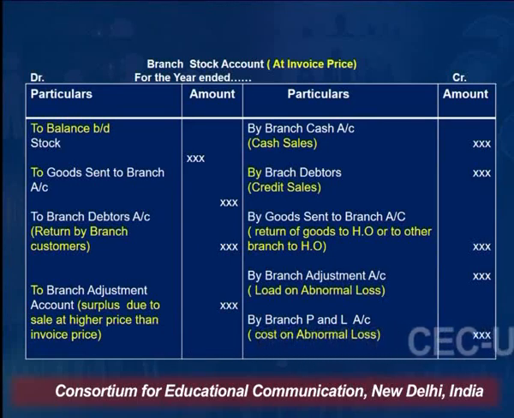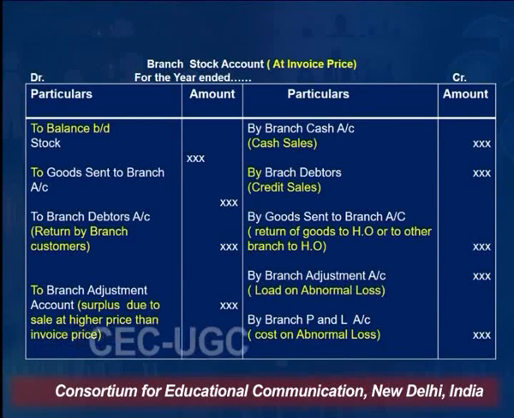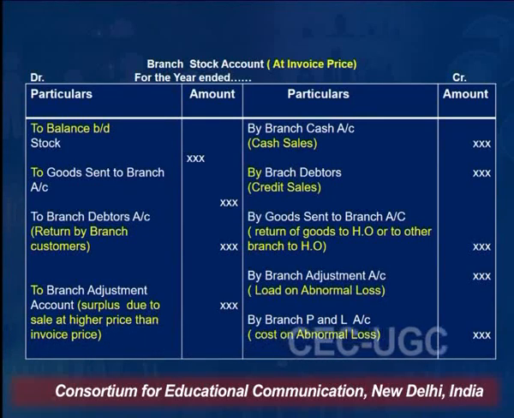On the credit side, as you can see, the cash sales and credit sales are shown. Because of these two sales, our stock is decreasing, and these are shown on the credit side of this branch stock account. The cash sales are depicted with the name by branch cash. If they are credit sales, they are recorded in the branch stock account with the name by branch debtors. If goods are returned by the branch, that has to be recorded on the credit side of this account with the name goods sent to the branch.